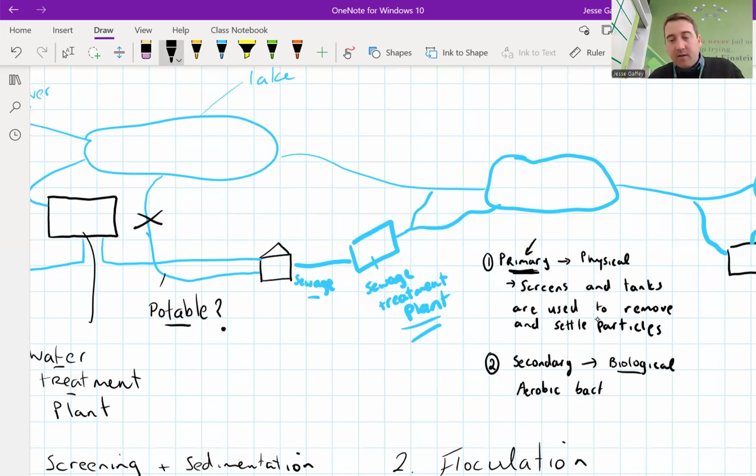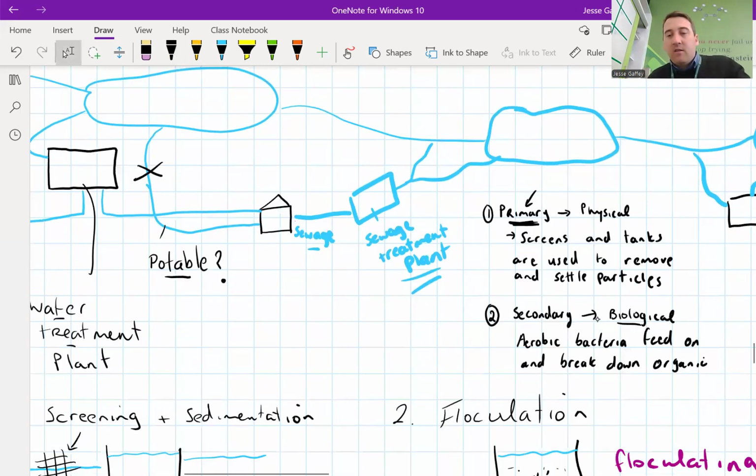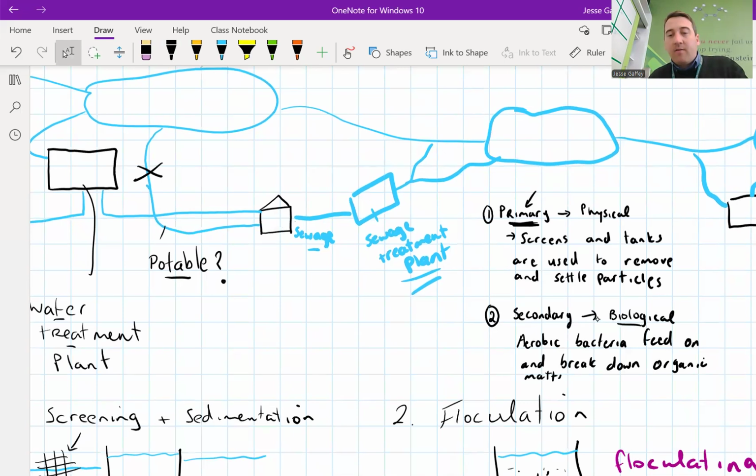Bacteria feed on and break down organic matter. So this is the feces and the dead skin. And they also might break down any pathogens. So these are other bacteria that are disease-causing ones. So the bacteria that are added to the system here fight them and essentially outcompete them or kill them off. So biological process, aerobic bacteria feed on and break down organic matter and pathogens.